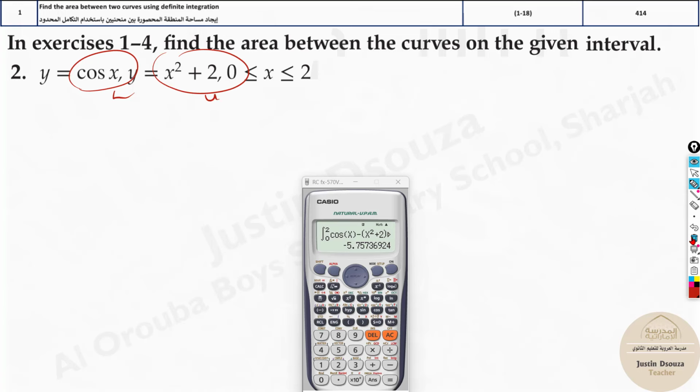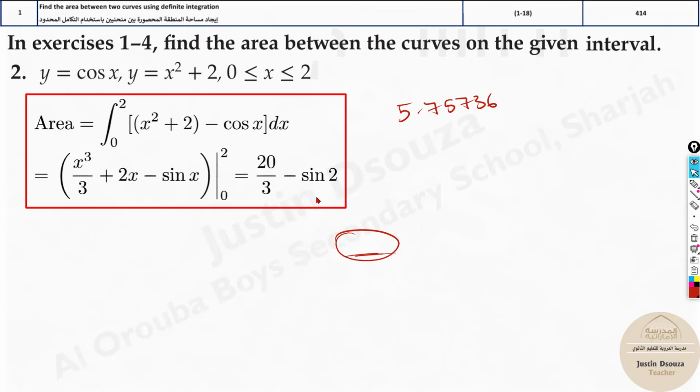But that's fine. I'm not going to bother about it because the 4 options will be given. Whichever has this is the correct answer. But most likely you won't have the answer like this. You will have it in some other form. Let me write this number. Ignore the sign, only 5.75736. Now look into the 4 options. Here you can see this is the correct answer. But in your options, you will have maybe 4, something like this.